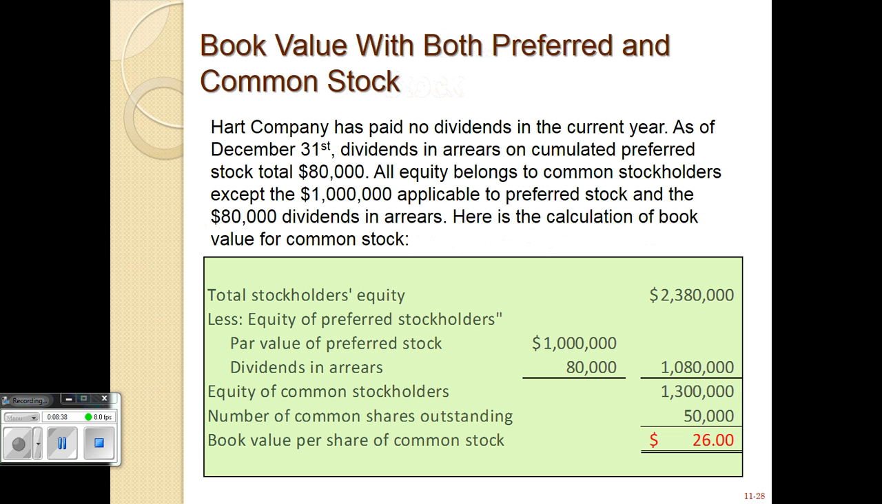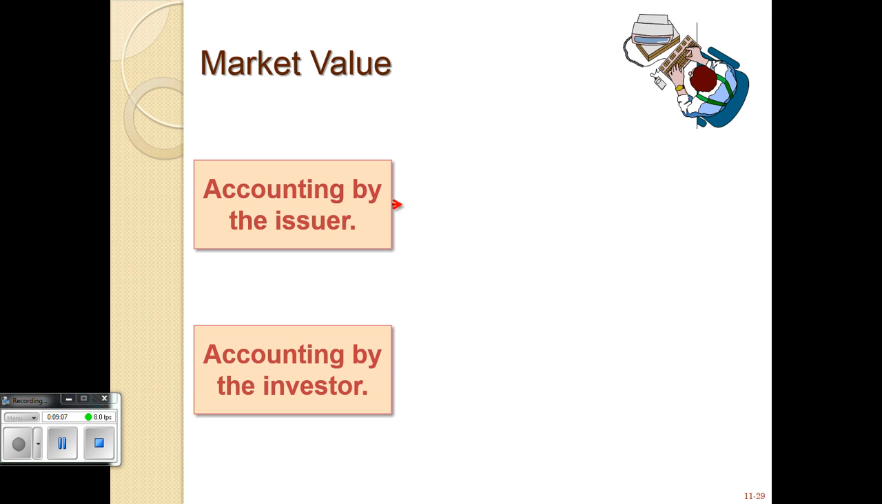Okay, so notice how we have the total stockholders' equity in this case is 2,380,000. The par value of the preferred stock is $1 million. Dividends in arrears in this case are 80 grand. So we have to subtract the 1,080,000. So the equity of the common shareholders is 1,300,000. In this case, there were 50,000 shares outstanding. So we take the 1,300,000 divided by 50,000, and we come up with $26 per share as the book value of the common shareholders.